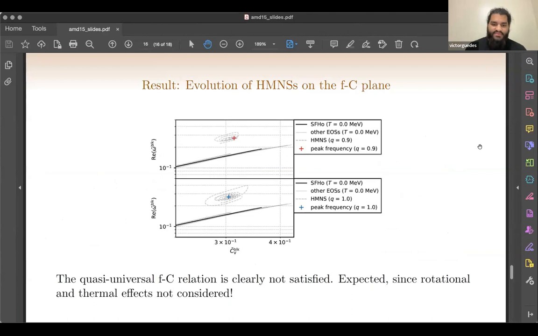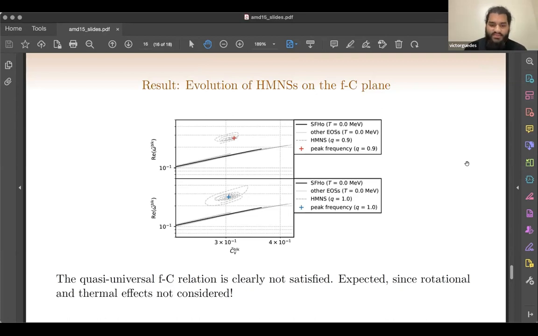Once we have this relation and we also have the data from the numerical relativity simulations, we can directly compare these two things, because we can extract the baryonic mass and the volumetric radius of the hypermassive neutron stars.